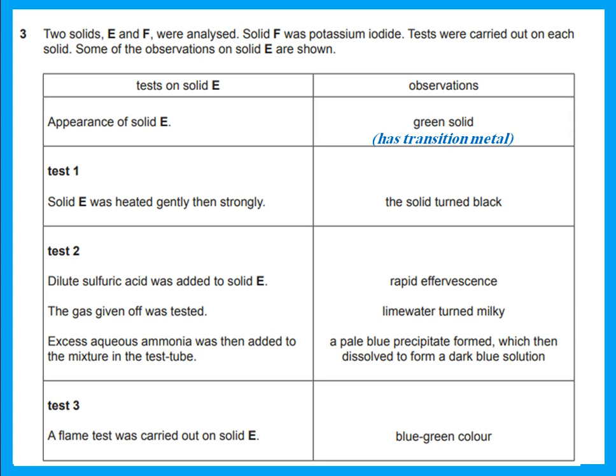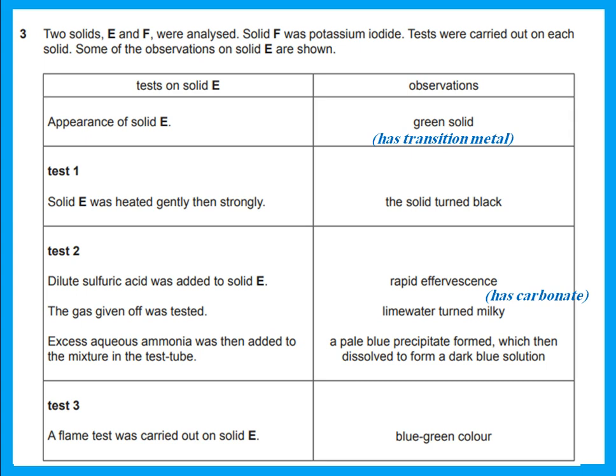Then in test 2, he says dilute sulfuric acid was added to solid E and the gas given off was tested. And what he got was rapid effervescence, lime water turned milky. Now, if I add acid to something and the lime water turns milky, what does that tell you? It tells you that I have carbonate, because when I have carbonate, I add acid. It will give carbon dioxide gas that turns lime water milky. So this test tells me that we have carbonate.